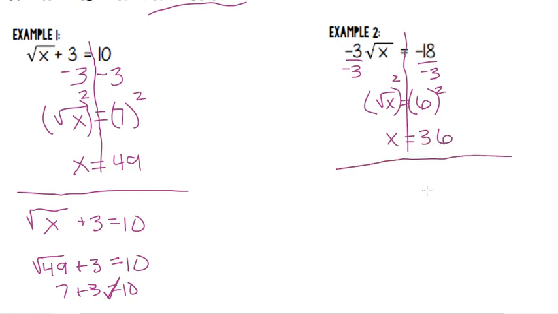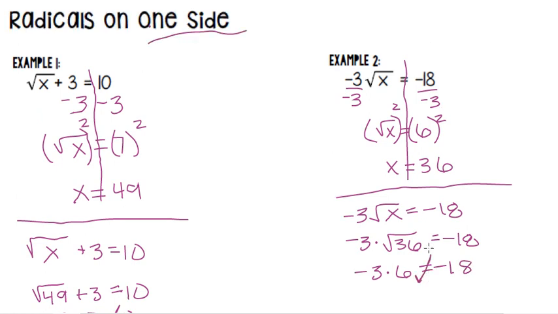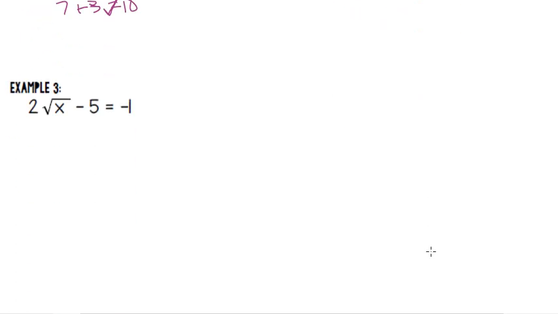Again, good practice says that I check my solution. I've got -3 multiplied by the square root of x equals -18. So that's -3 multiplied by the square root of 36 equals -18. That's -3 times 6 equals -18, and we are good to go. So we've got one more where we only have radicals on one side. Let's go ahead and get that one done.